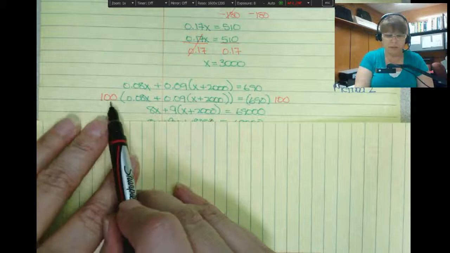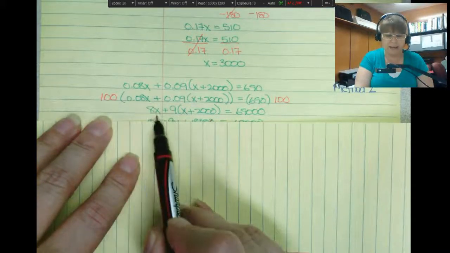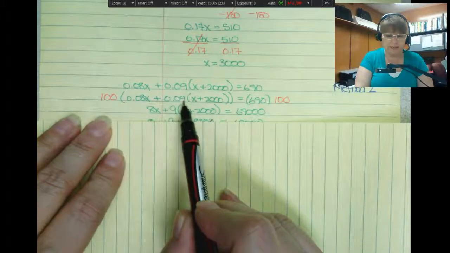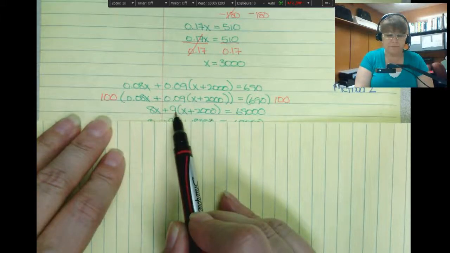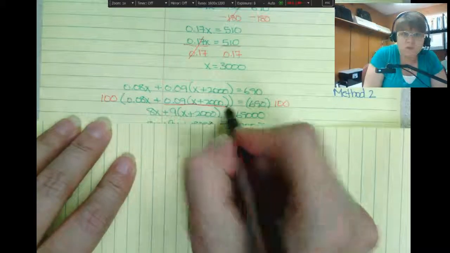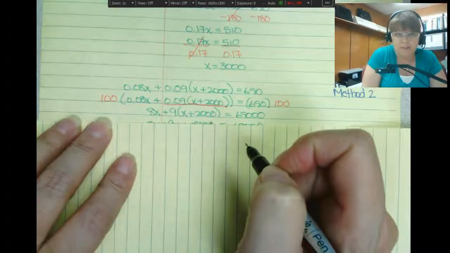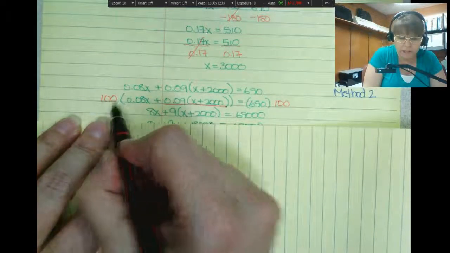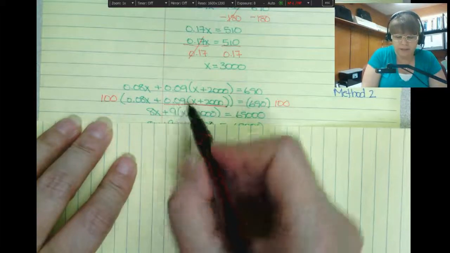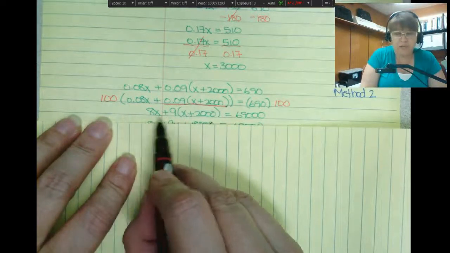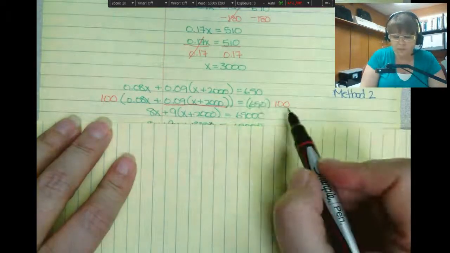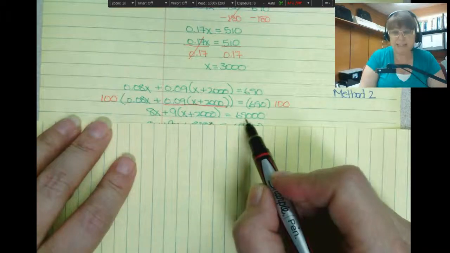By multiplying 100 by 0.08, I get 8x. 100 times 0.09 is 9. I want to say that is one term. Therefore, I'm going to multiply the 100 by the one term, which is 0.09. And now I get 9 times the quantity x plus 2000. And then the right-hand side is just 69,000.